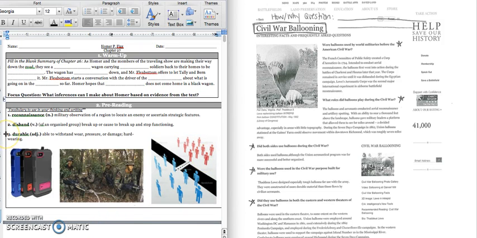And then last is durable. That describes something that is able to withstand wear and tear. So we have these iPhones that have the OtterBox around them, which makes them more durable.